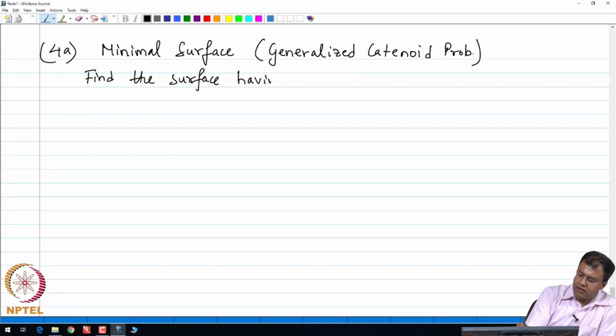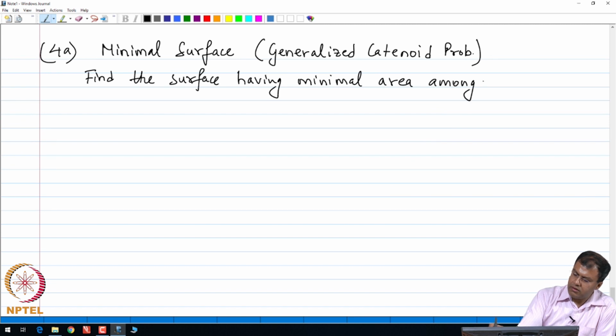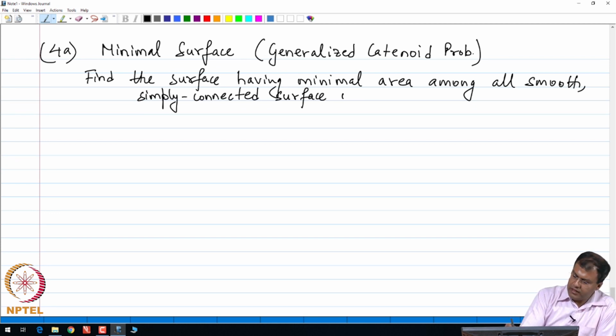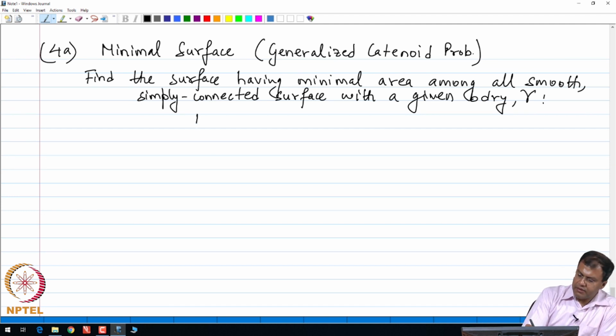having minimal area among all smooth simply connected surface with a given boundary gamma, such that my area element in this case is going to be similar to the arc length construction.